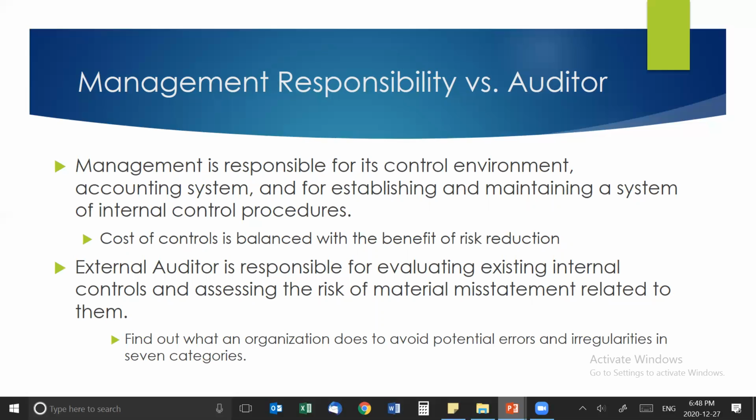It's the internal or external auditor's responsibility to evaluate whatever controls exist, and assess the risk of material misstatement, or control risk, right? So what auditors are doing is finding out, what does the organization do to avoid potential errors in the financial statements?